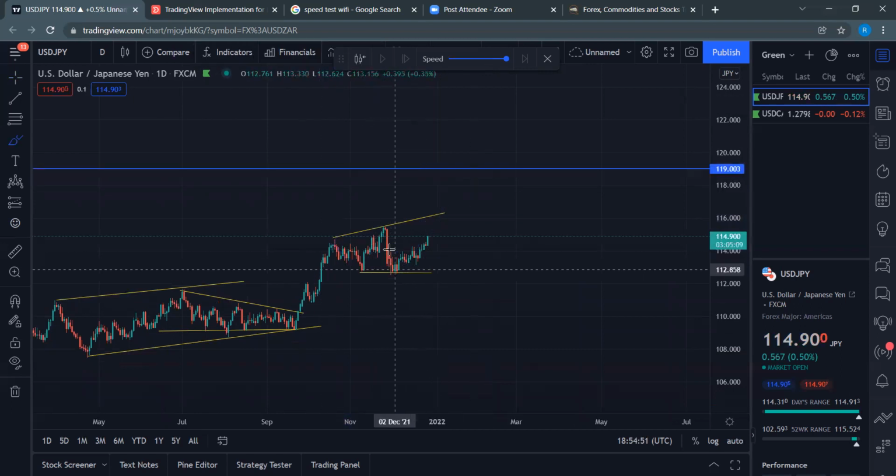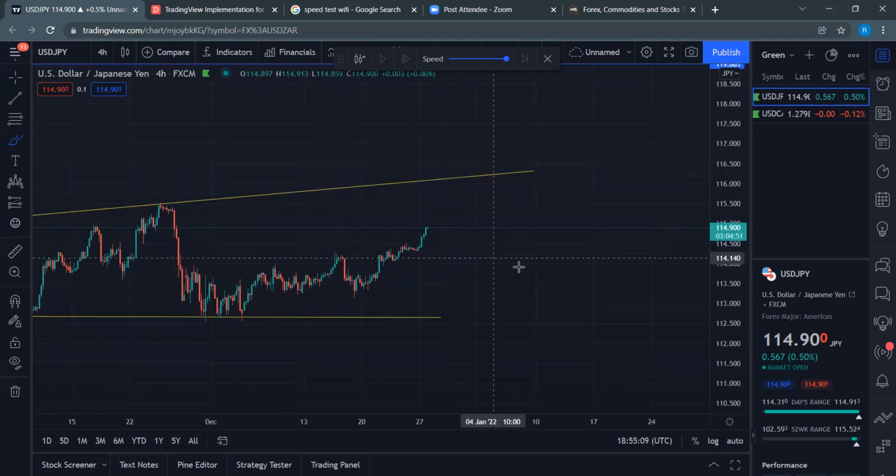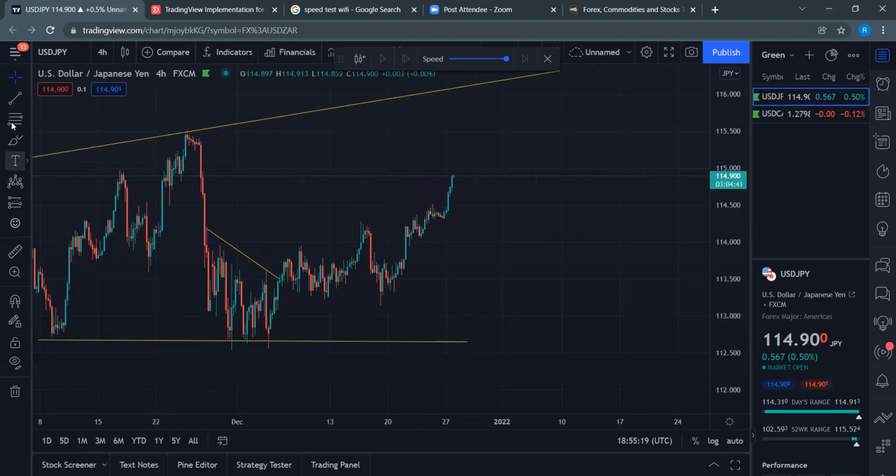So from here, we just said this was the correction. We had a correction here. We had a correction, and then the impulse, and then the correction, and then the impulse, and then the correction, and then the impulse. So if I go to the 4 hour like this, this is actually what is happening on USDJPY. But I back tested it and I also forward tested it. So this is what is happening on USDJPY.